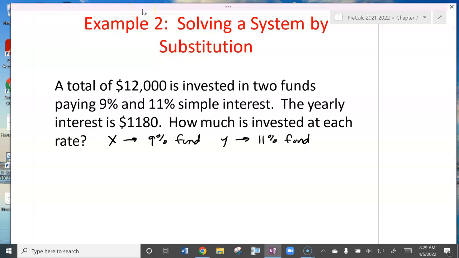So the first thing we're going to write is that our total invested was $12,000. So x is how much went into the 9% fund. y is how much went into the 11% fund, and our total invested was $12,000. That's our first equation. Now our second equation says that the yearly interest that's earned is $1,180.